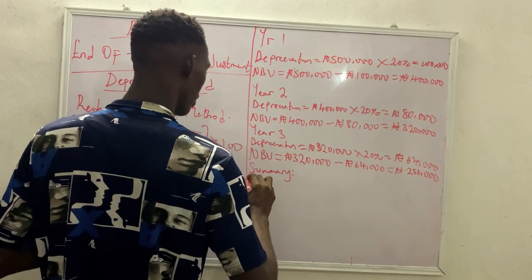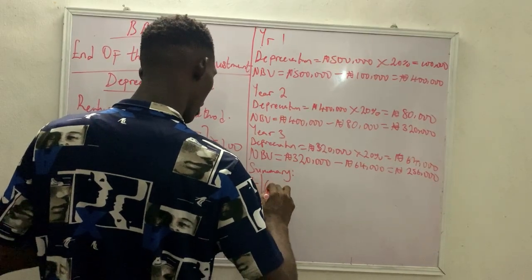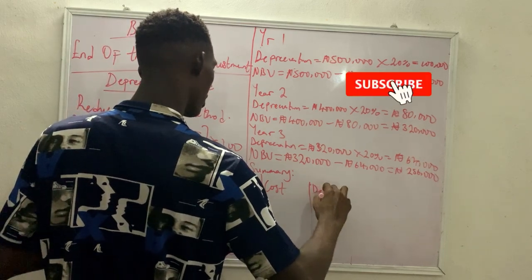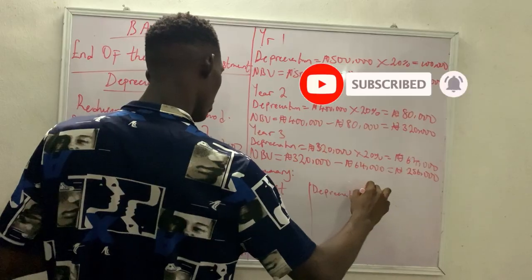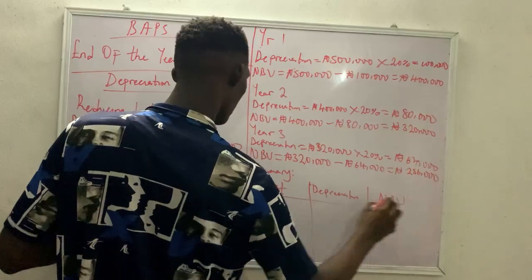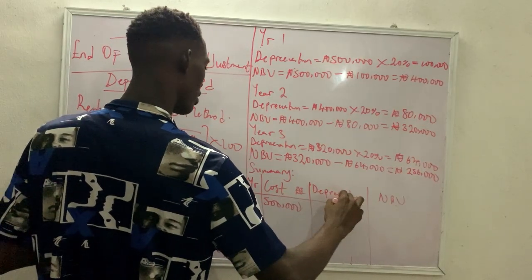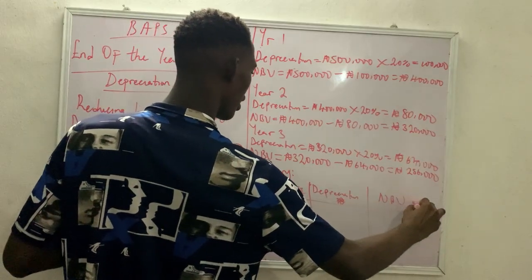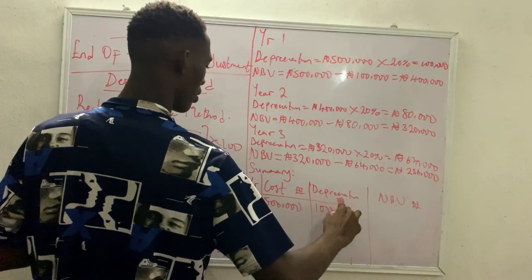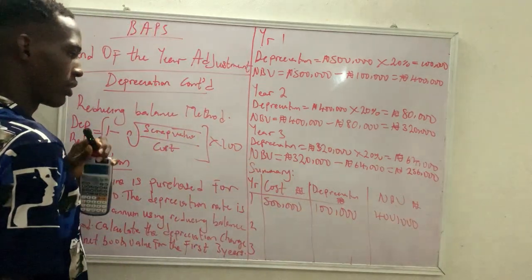Summary. So we have year one, year two, and year three. These are our cost, these are our depreciation charge, and these are our net book value. So our cost for year one was 500,000 naira. Then our depreciation was 100,000. So we subtract it, and this will give us 400,000 naira.